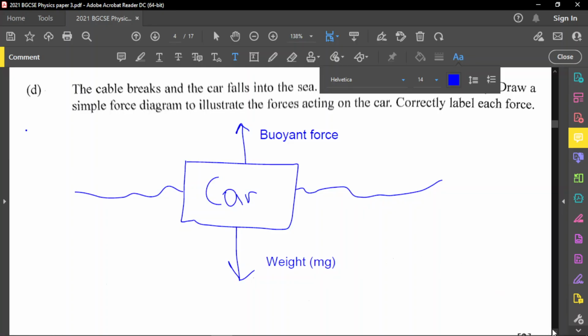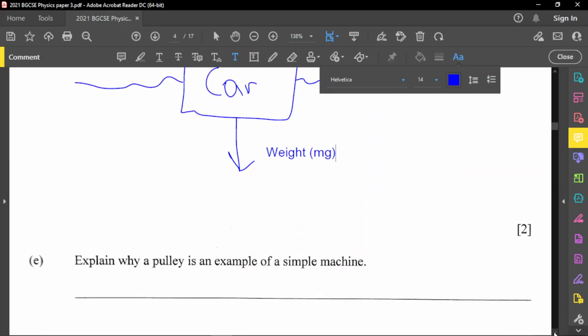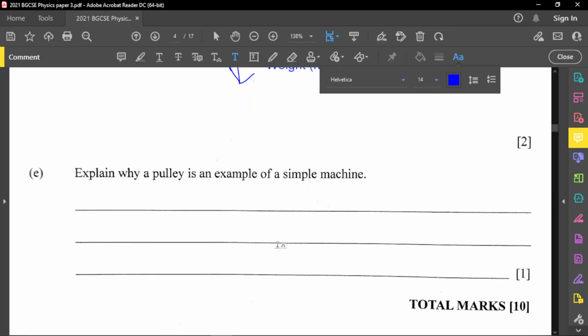All right, and let's go to the next part of the question. This will be the last part because it's a total of 10 marks. So it said, explain why a pulley is an example of a simple machine. A pulley is a simple machine because it has very few moving parts. I remember that's actually what defines a simple machine. A simple machine has very few to no moving parts. All right. So that's the end of question number 1.